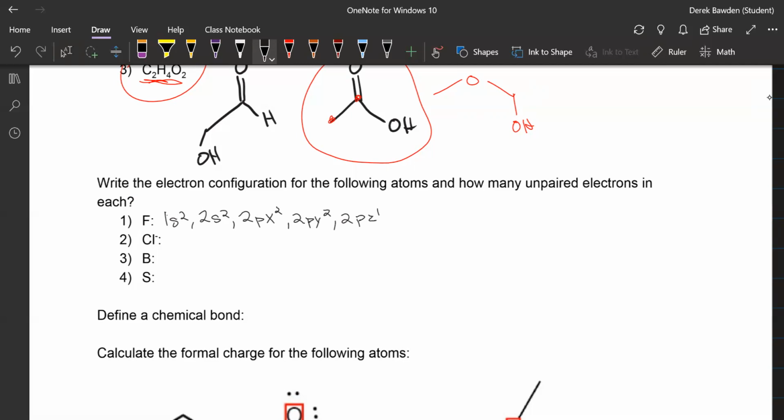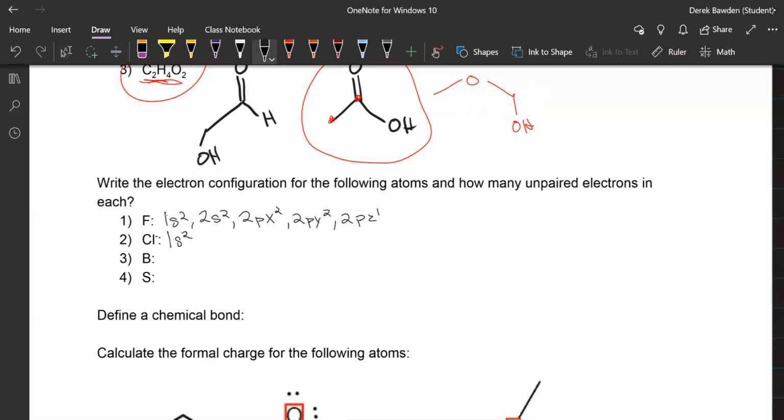Okay. Awesome. Let's try the chloride ion. Okay. So we're going to start off very similarly. First of all, do you guys know what the atomic number is for chlorine? 17. It is 17. Perfect. Okay. So Cl minus means that it has one more electron. So we know there's going to be 18 electrons total that we need to account for, because it has a negative charge.